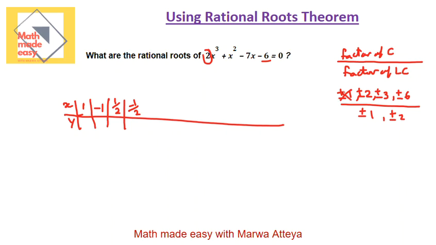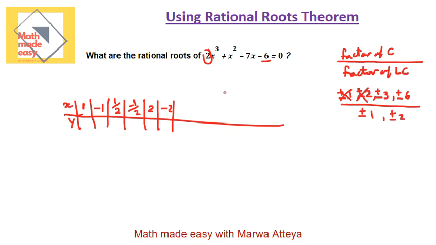Now I'm done with dividing 1, so I can just cross it out so I don't repeat any of the values. Now I'll start with dividing 2. 2 divided by 1, that's a 2. 2 divided by negative 1 is negative 2. 2 divided by 2 is 1. I already have it, don't write it again. 2 divided by negative 2 is negative 1. We already have it, so don't divide it again. So I'm done with the 2 as well.